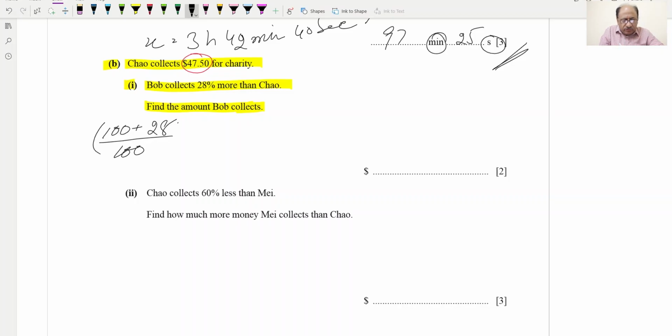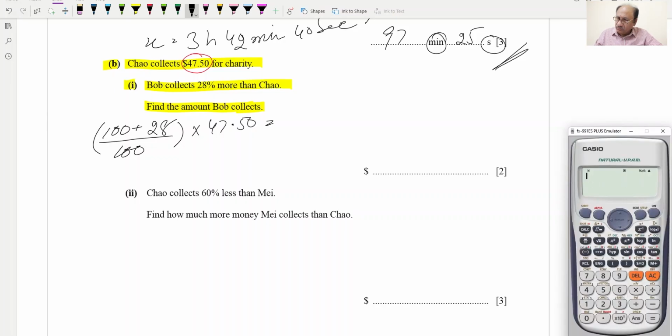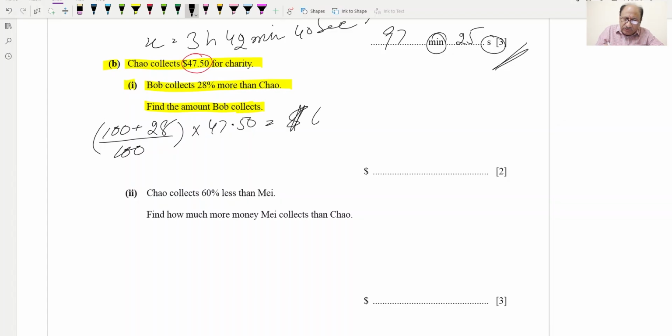So this one divided by 100, and of which value is 47.50, and this will result in our answer, which is 128 over 100 multiplied by 47.50. And this will be $60.8. $60.8 is the answer, at the proper place with marks 2.